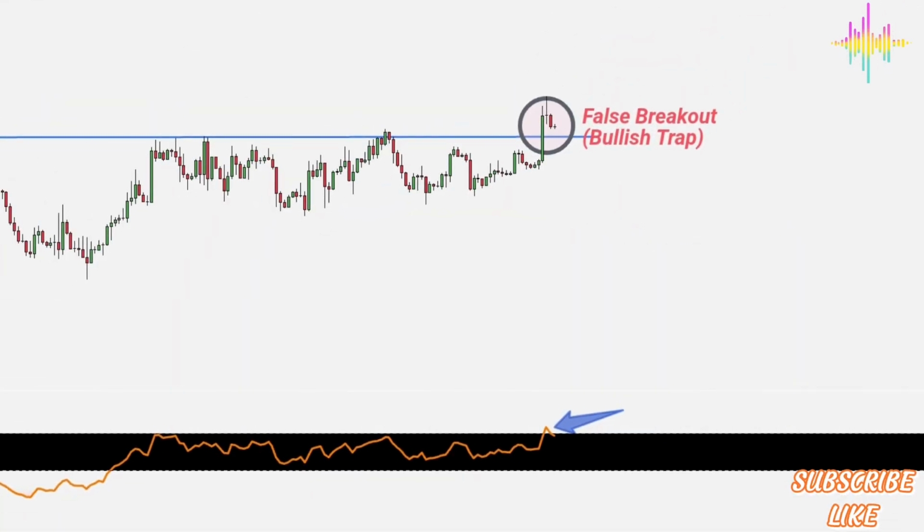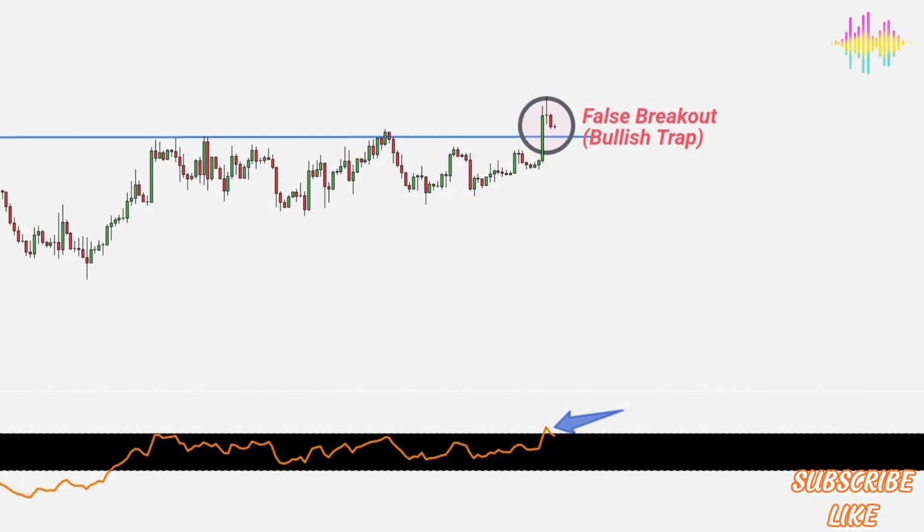Let's take a look at the new example now. We see that the resistance line we drew has been broken upwards with a false breakout. Here, the formation of a bull trap is noticeable. After this upward movement, the price falls back below the resistance line, and the novice investor who opened a trade in a hurry is stopped out.